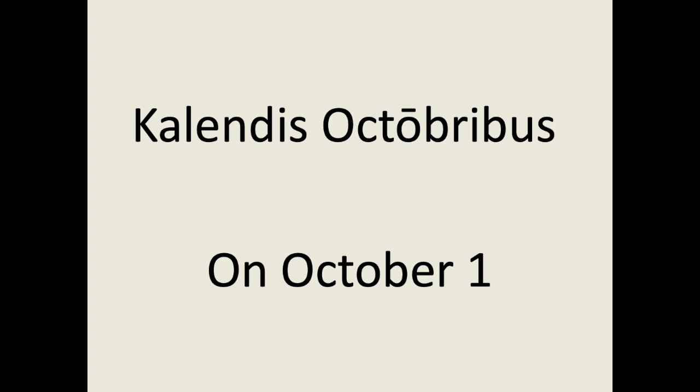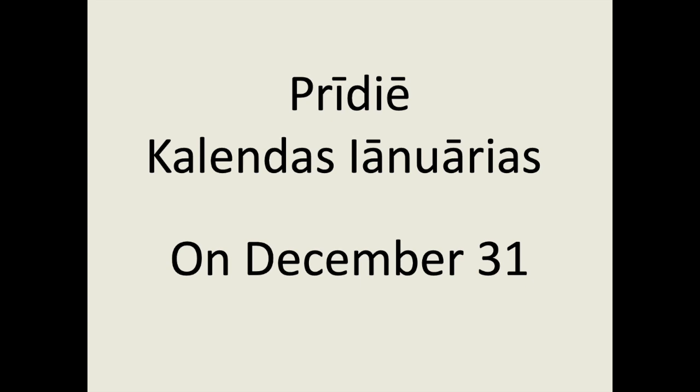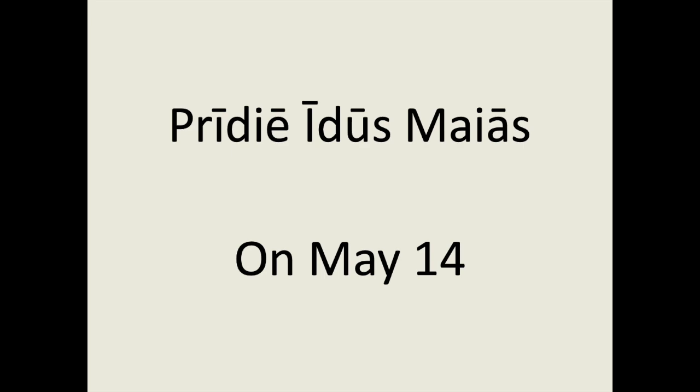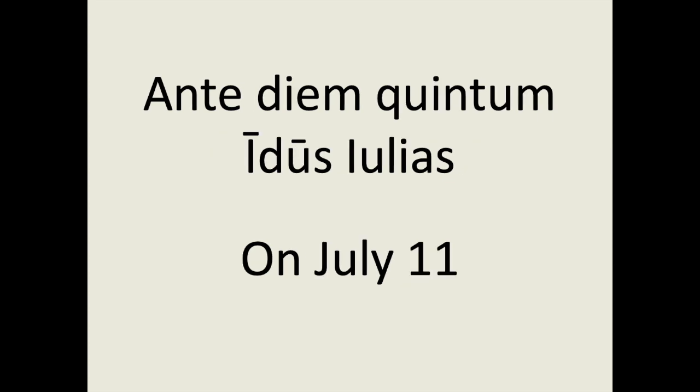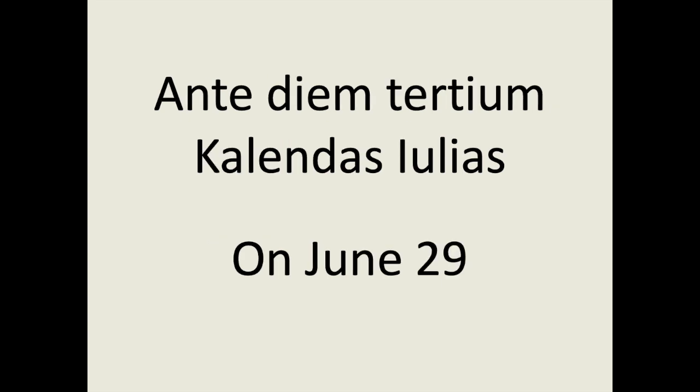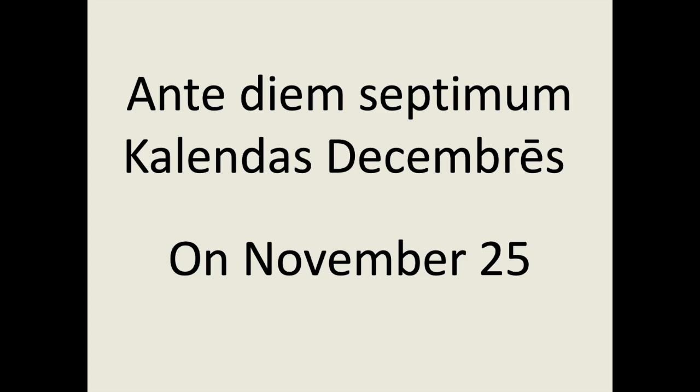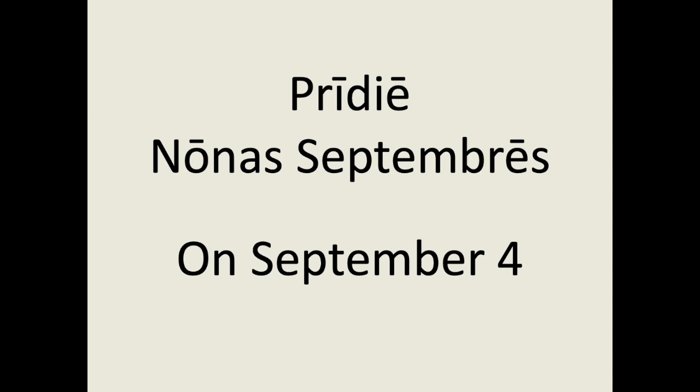Let's have a look at another date. Kalendae Octobres, October the 1st. Kalendis Octobribus, on October the 1st. Pridie Kalendas Januarias, on December the 31st. Pridie Idus Maias, on May the 14th. Ante diem quartum Nonas Maias, on May the 4th. Ante diem quintum Idus Julias, on July the 11th. Ante diem tertium Kalendas Julias, on June the 29th. Ante diem septimum Kalendas Decembres, on November the 25th. Pridie Nonas Septembres, on September the 4th.